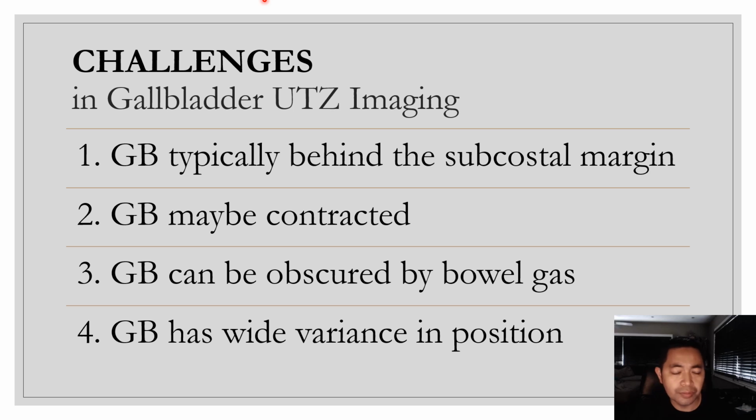Gallbladder imaging can sometimes be challenging for a number of reasons. It is typically behind the subcostal margin, making access difficult. It may be contracted, especially in emergency patients without proper preparation, proper fasting. The gallbladder can also be obscured by bowel gas. And as I mentioned before, it can be located in multiple locations. Knowledge of these challenging situations may help in avoiding frustration while finding the gallbladder during ultrasound.